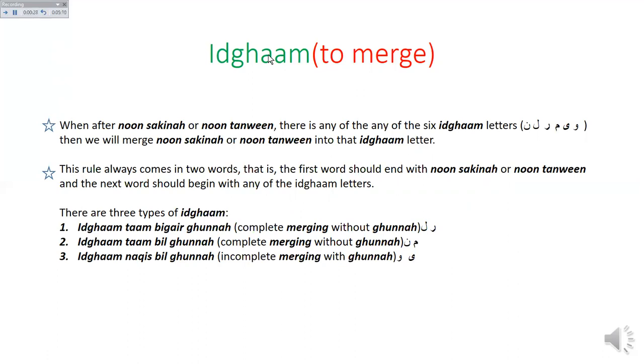Idgham Tam Bighair Gunna is also called Idgham Tam Bila Gunna, which means complete merging without Gunna. And the letters of Idgham Tam Bighair Gunna are Ra and Lam. The second one is Idgham Tam Bil Gunna, which means complete merging with Gunna. The letters of it are Meen and Noon.